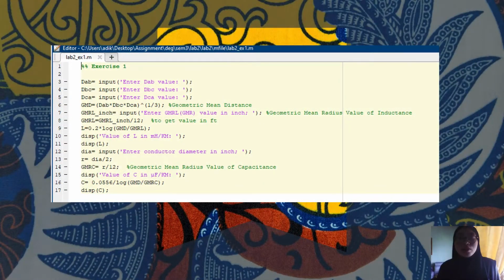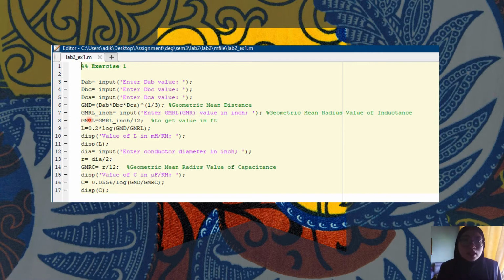In exercise 1, we need to find the value of inductance and capacitance per phase per kilometer in the line. DAB, DBC, and DCA are the parameters already given in the lab sheet. Next is GMD, which is geometric mean distance. This is the formula that I'll be using.